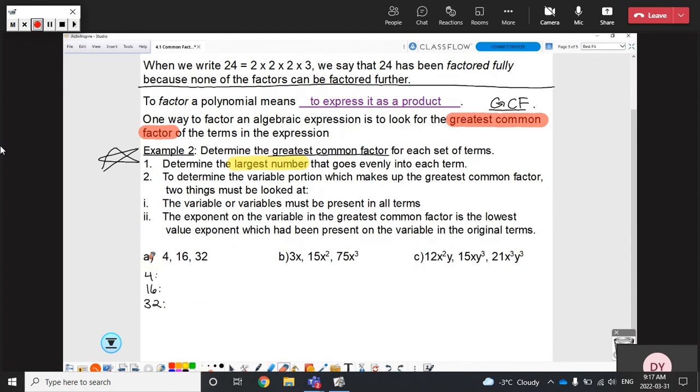Now, is 4 the greatest one? Absolutely. Understand that 1 is a common factor. You agree? 1 is a common factor. 2 is a common factor. 3 is not. But 4 has to be the largest common factor. So we could say the GCF here must be 4. Has to be. That's the largest number here.